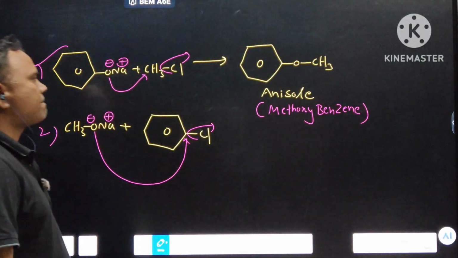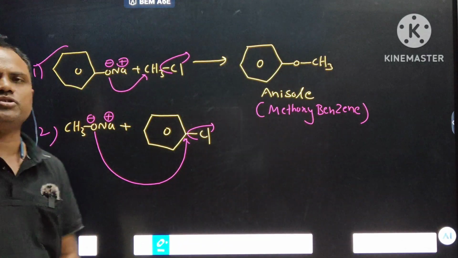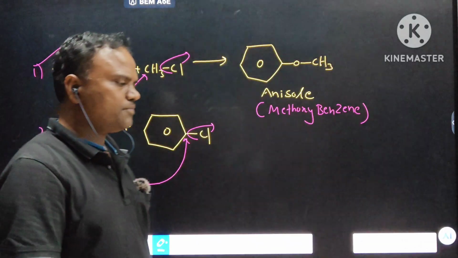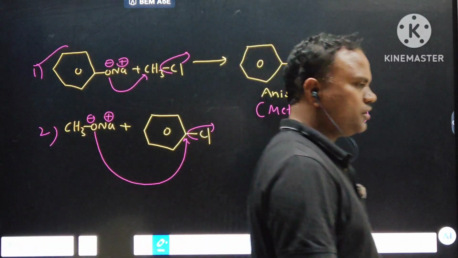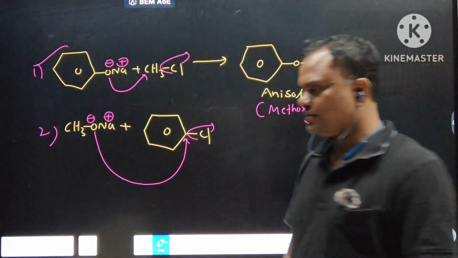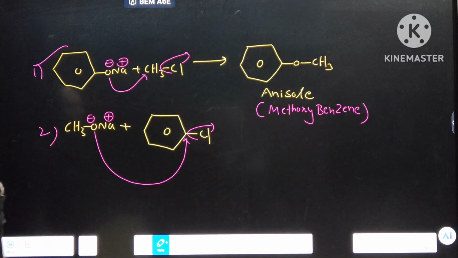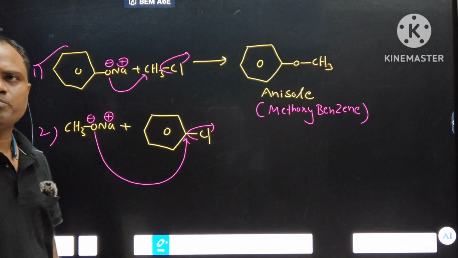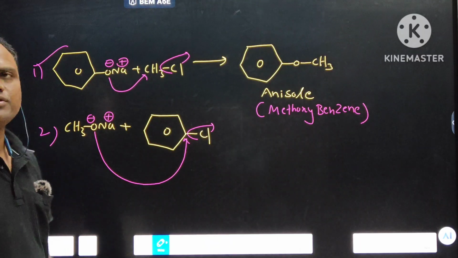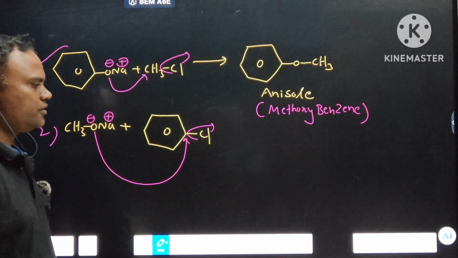Methoxybenzene. Got it? Very important example. This is about Williamson's ether synthesis. Got it? Right. Next. Shall I clear this? Williamson's ether synthesis. Right.